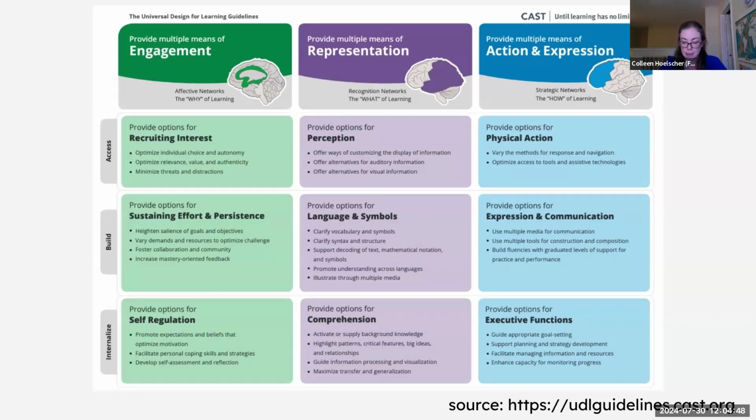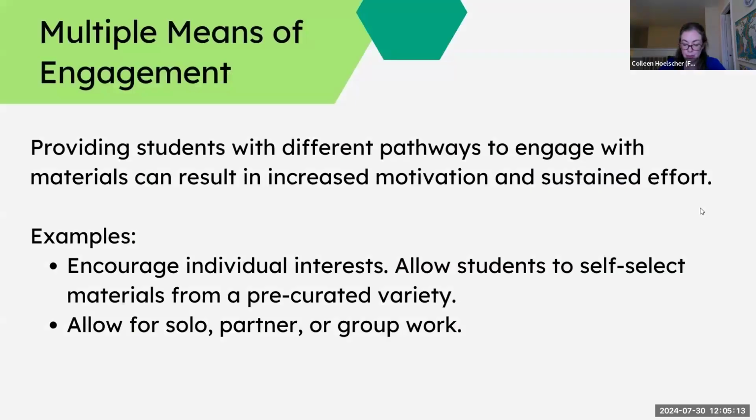In what's not the best timing I've ever had, the folks over at CAST actually released the newest version of their UDL guidelines, UDL 3.0, about an hour ago. I took a quick look at them, and the major principles and themes remain the same. There's just been some updating to the language used in the individual objectives to make the guidelines more learner-centric and inclusive. So let's dive into each of these principles a little bit more.